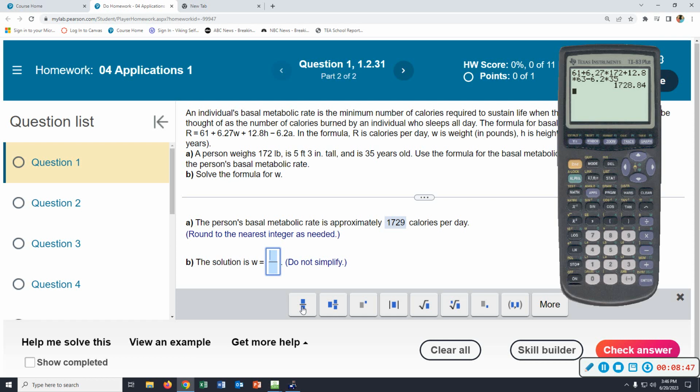And now, capital R minus 61 minus 12.8 lowercase h plus 6.2a all divided by 6.27.